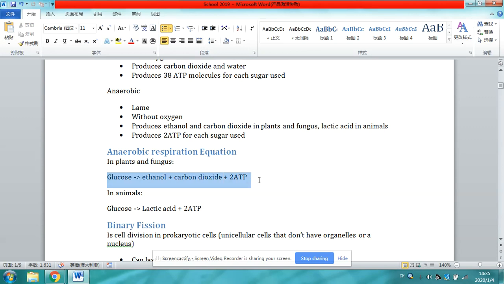This is the word equation for anaerobic respiration. In plants and fungus, glucose simply turns to ethanol and carbon dioxide plus 2 ATP. And in animals, glucose turns to lactic acid plus 2 ATP. So it's kind of like magic, right? Something just turns to something else. How does it do that? Well, we don't know at this stage, but hopefully we'll get to learn this in the future.